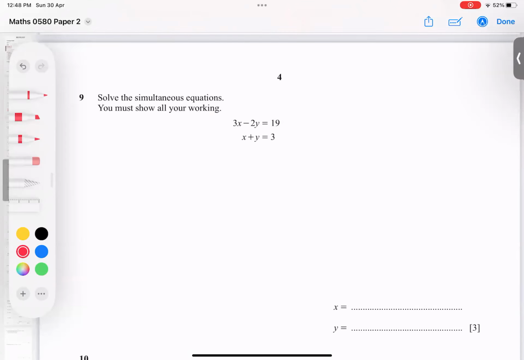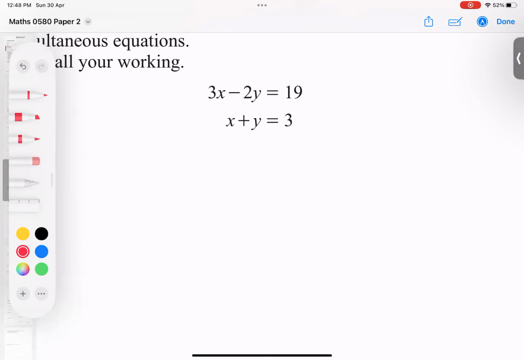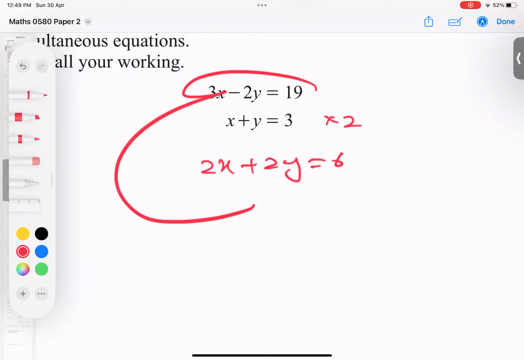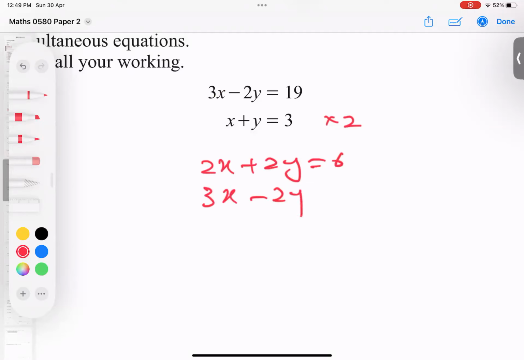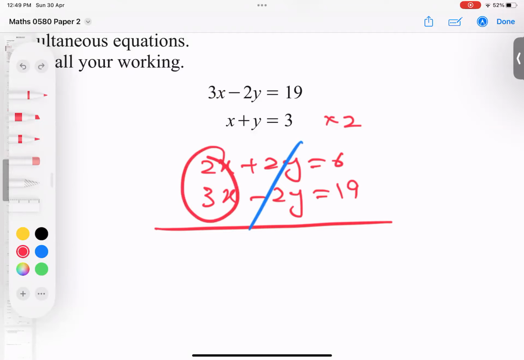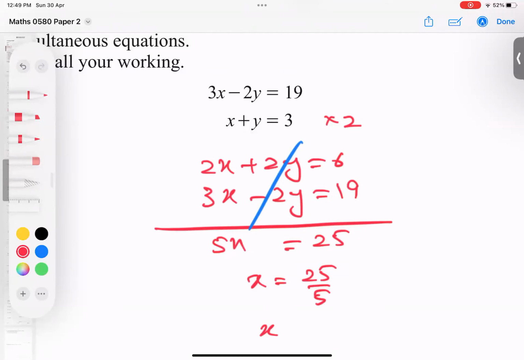How to solve this one? Simply, I can do it in 2 ways, either cancel x or y. I already have this negative 2, and I need positive 2 here. So I multiply the lower equation by 2. Every value multiplied by 2, I get 2x, I get 2y, I get 6. The upper equation I copy down: 3x minus 2y equals 19. And this cancels automatically. 3 plus 2 gives you 5, and here I get 25. This 5 multiplying goes under, and 25 over 5, the x value comes 5.